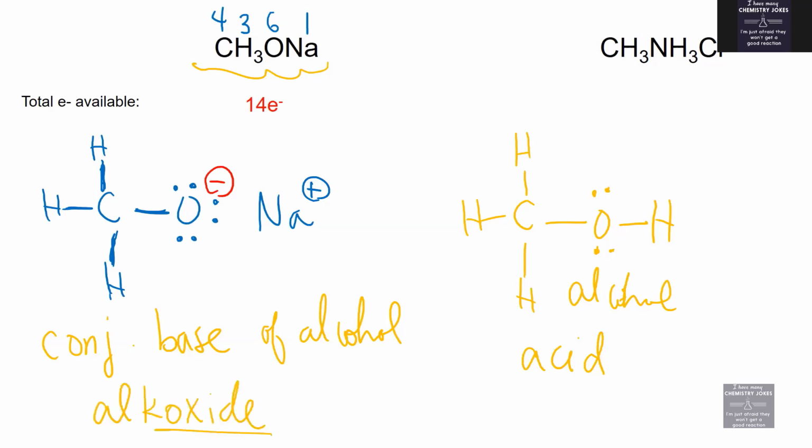The oxide, IDE, ide, chlorine becomes chloride when it gets an extra electron and becomes negative. Oxygen gets a negative, becomes an oxide. And the alk tells you there's some carbons connected to that oxide, alkoxide.